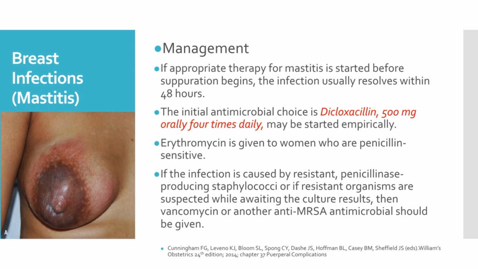However, if the infection is caused by resistant penicillinase producing staph, or if resistant organisms are suspected while awaiting the culture results, then vancomycin or other anti-MRSA antimicrobial should be given. Now, if the patient already has developed abscess, then she will have to undergo surgery in the form of incision and drainage of the abscess, and then, of course, institute antimicrobial therapy.